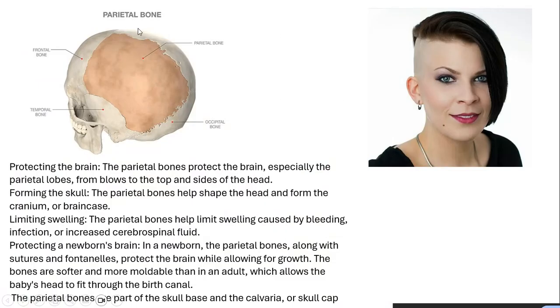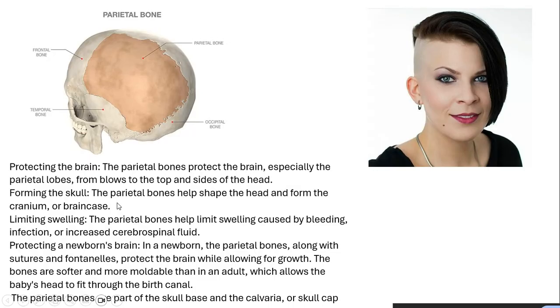This particular bone in pink is called a parietal bone, right? As you can see, it covers the side of the area. Protecting the brain, right? Parietal bones protect the brain, especially the parietal lobes, from blows to the top and sides of the head. That's true. It's not only the top, but also the side of the head. Forming the skull, the parietal bones help shape the head and form the cranium or the brain case.